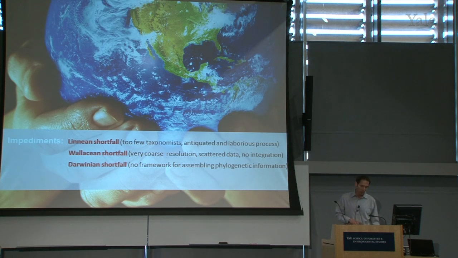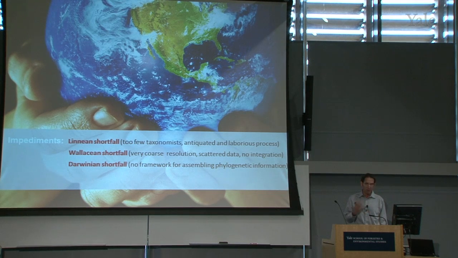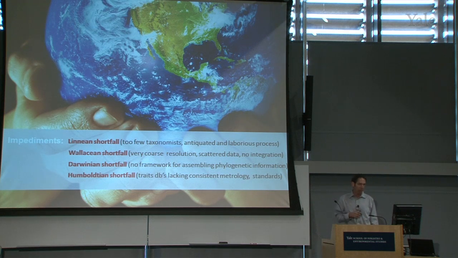There's no framework for assembly and integration of our phylogenetic knowledge. There's a new project called Open Tree of Life that will get us further downstream to building a global and comprehensive tree or forest of trees. But right now that framework is missing. And this is one that comes from Holger Kraft. It's called the Humboldtian Shortfall. And it really is that we lack a comprehensive set of trait databases. Those are beginning to be assembled and put together, but a lot of times we're lacking a consistent metrology and set of standards for making sense of the large-scale trait data sources.